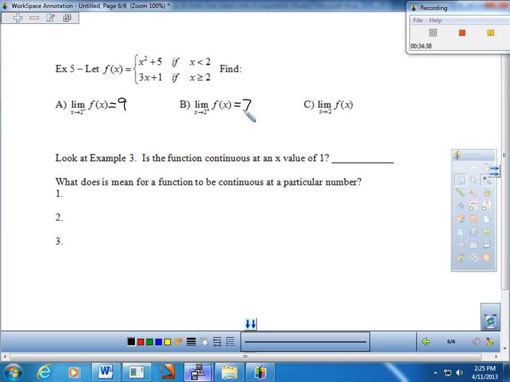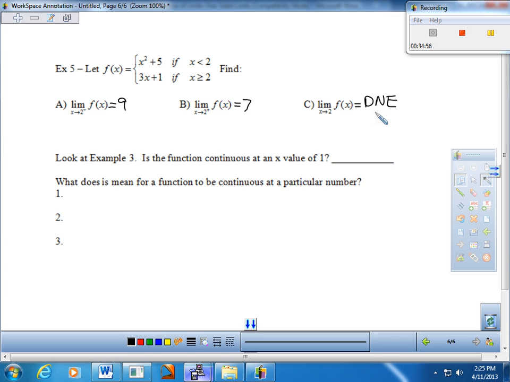Excellent. Did you notice the left-hand limit is equal to 9? The right-hand limit is equal to 7. And if the function is approaching 2 entirely different values, can we say that the limit exists? No, it does not exist. So what's happening here is as x approaches 2 from both sides, they're approaching two different numbers. It's not approaching a single value, and so as a result, again, does not exist.